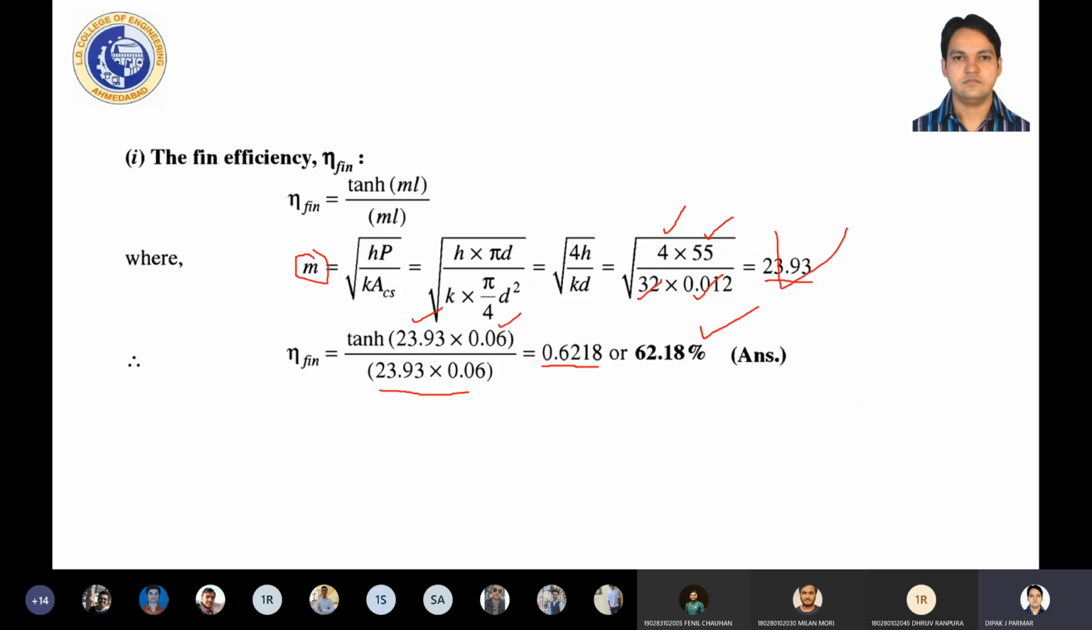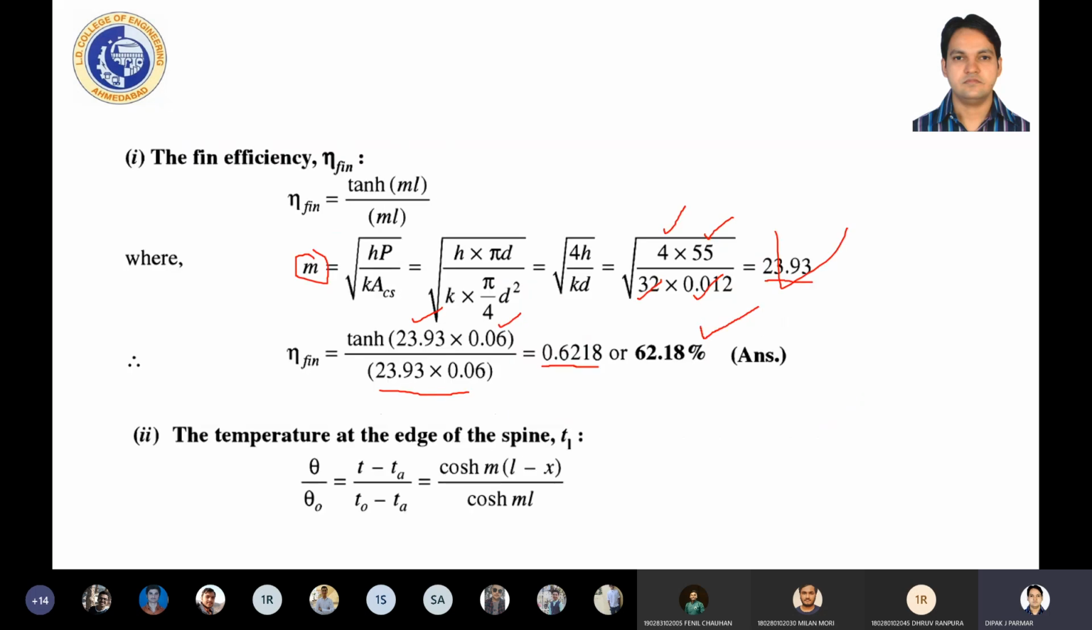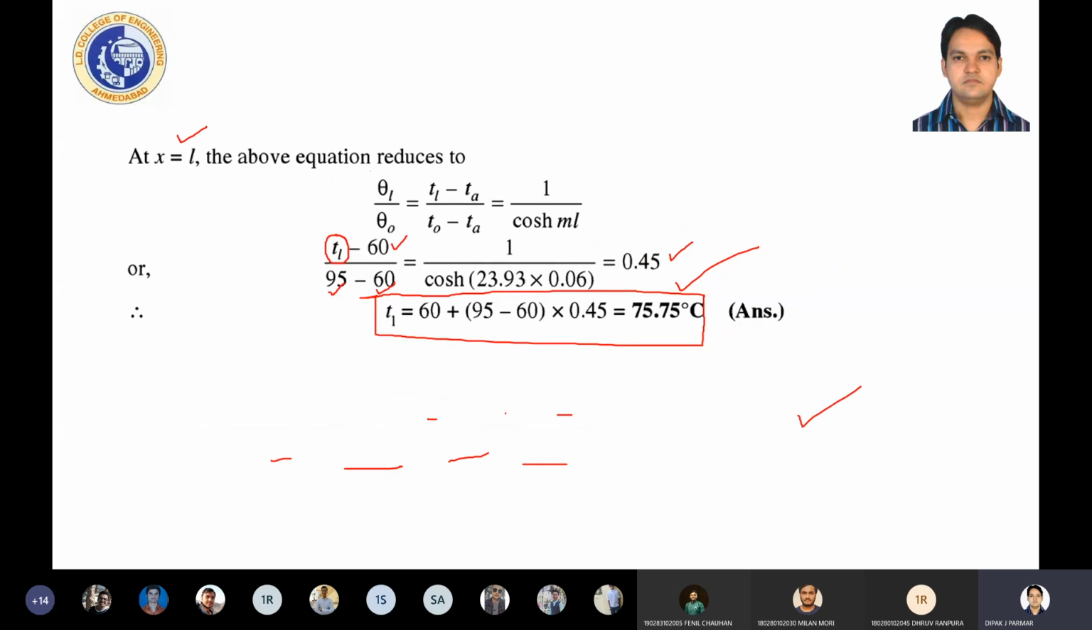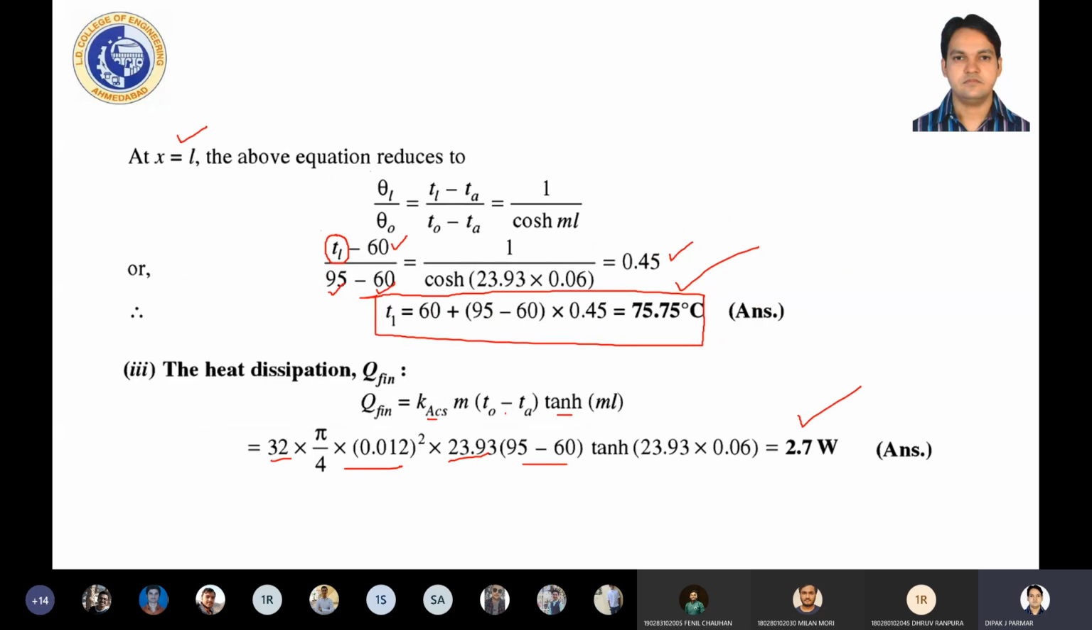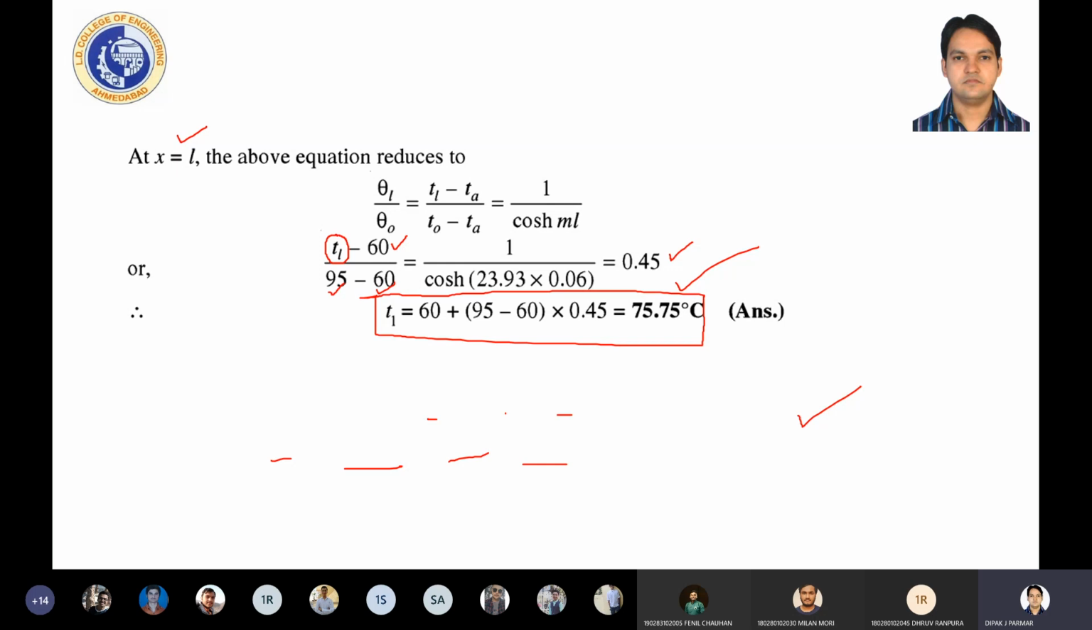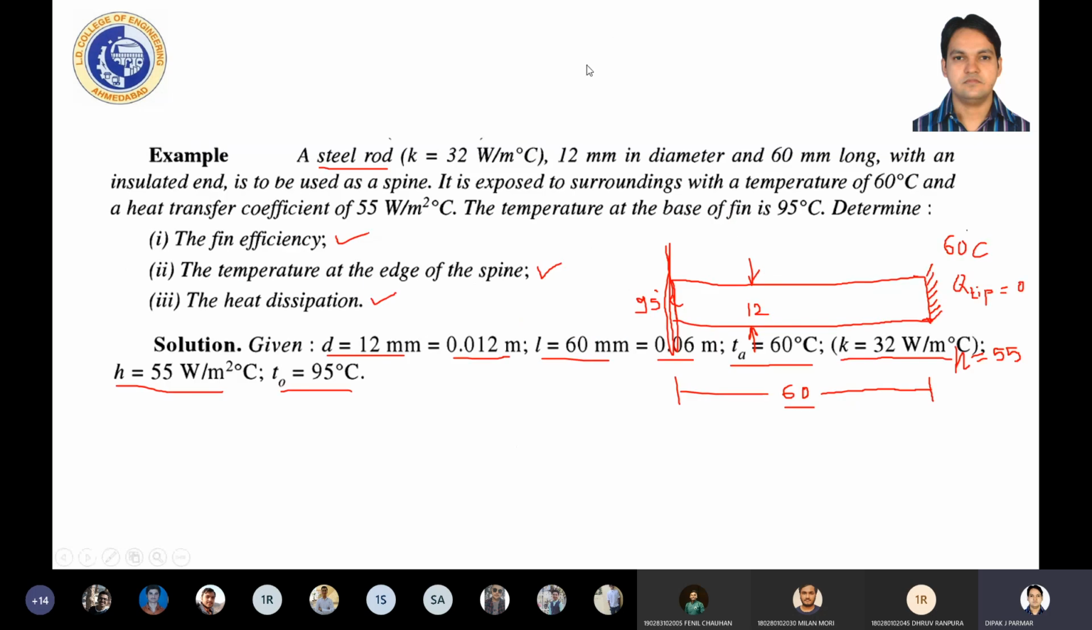So we have calculated three quantities: efficiency of the fin, which we got as 62%, temperature of 76 degrees, and heat dissipation of 2.7 watt. So that is the numerical problem we have solved. Now, what I am interested in is if you have different parametric values. In this numerical, our given values are diameter 12, length 60, ambient air temperature 60, conductivity 32, h 55, and T0 95.